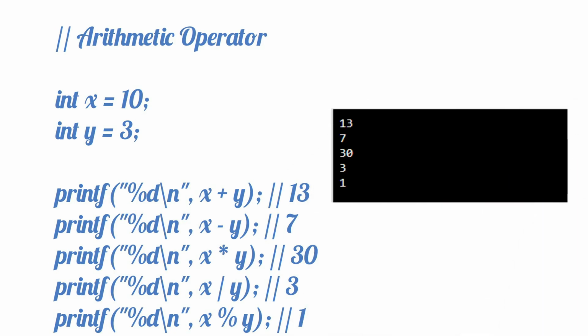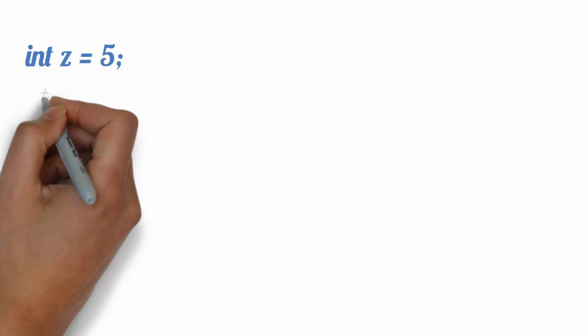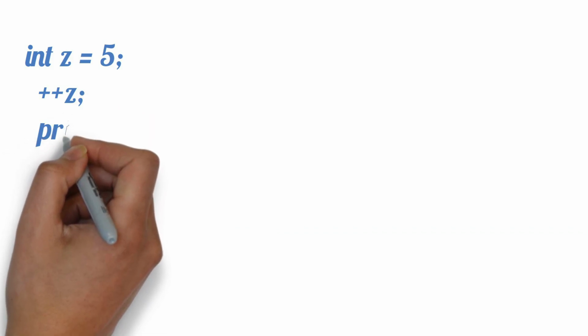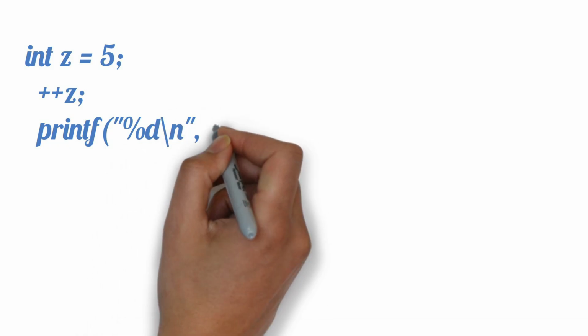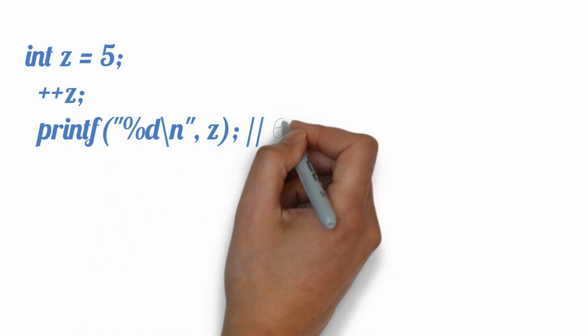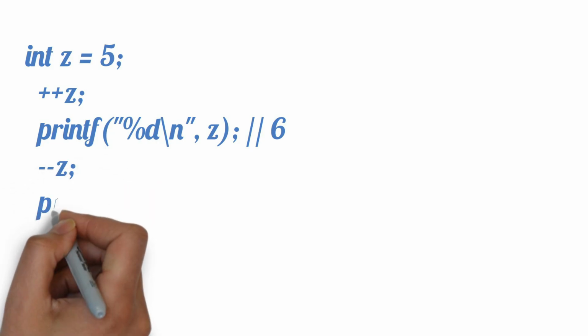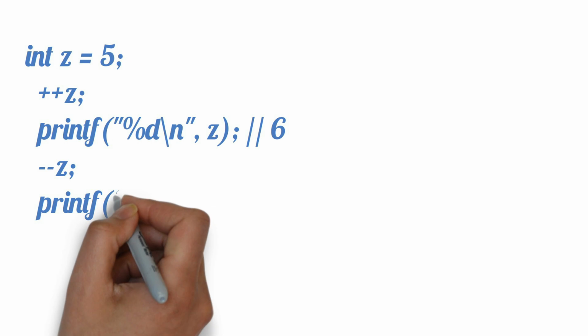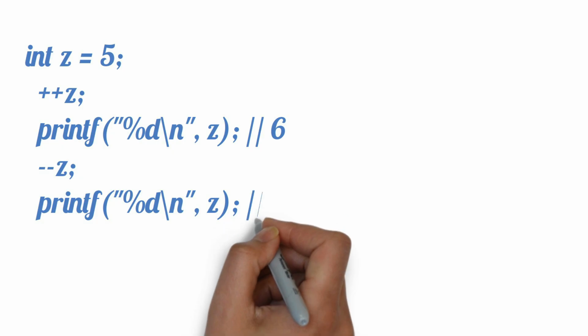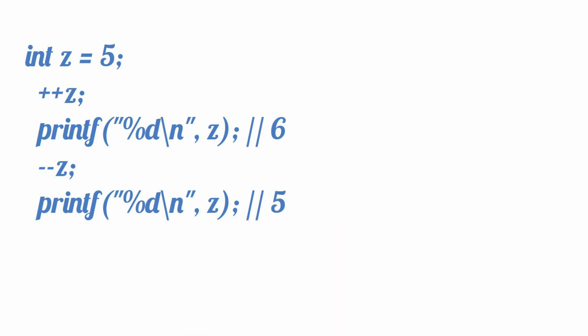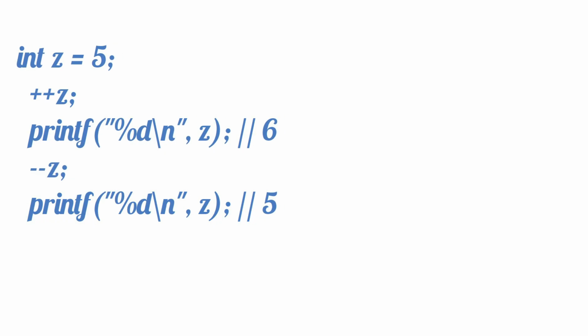Next, I'm initializing a variable called z, and the value of that z is 5. Next, I'm incrementing z by applying plus plus z. That means I'll increment the value of z by 1, and I'm going to print it, printf %d \n double quotes comma z. And next, I'm decrementing the z variable by 1, that is minus minus z. I'm writing this statement. So this means that I'll be decrementing the value of z, which is 6 right now. I'll be decrementing it by 1 and I'll print it, and this will be the output.